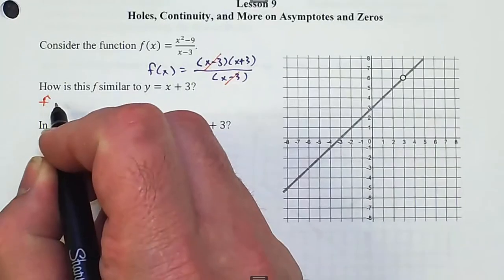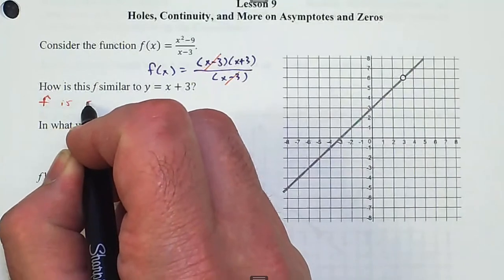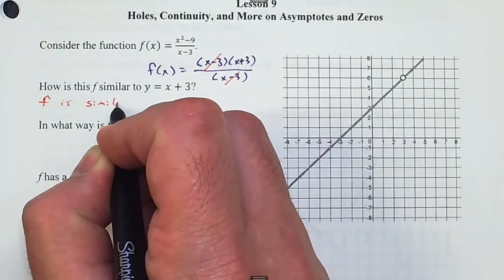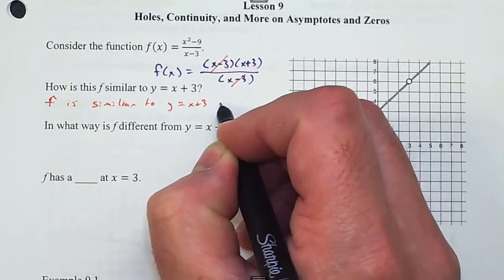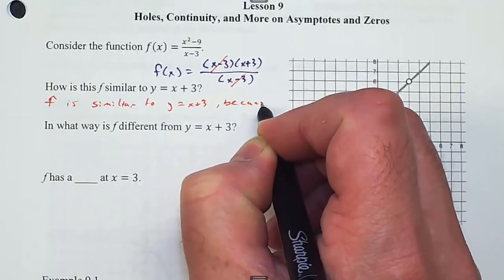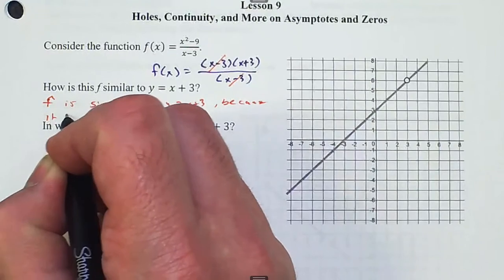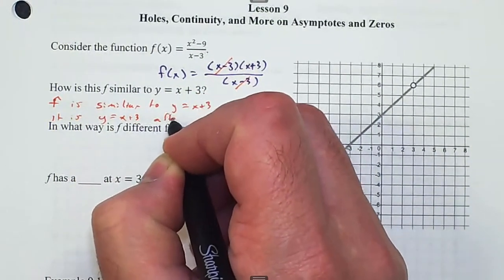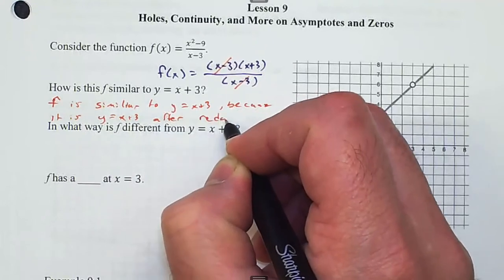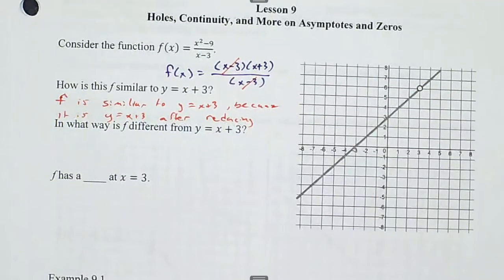So I'm going to say f is similar to y equals x plus 3 because it is y equals x plus 3 after we reduce. But there's a very important difference.